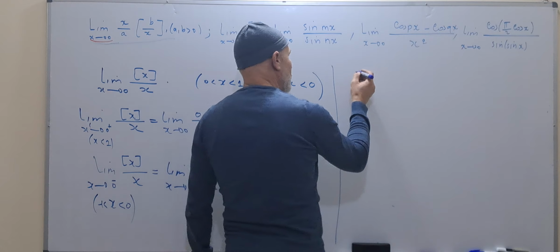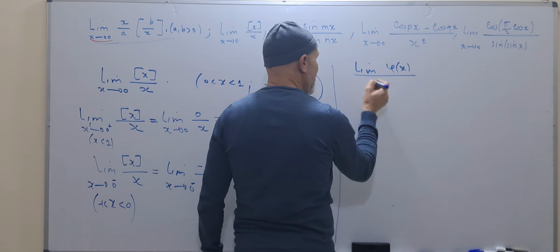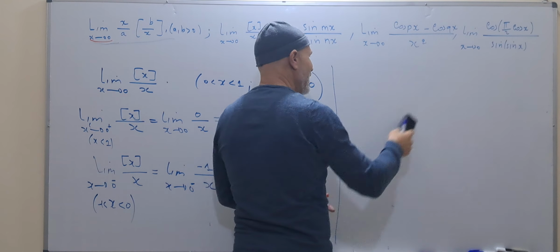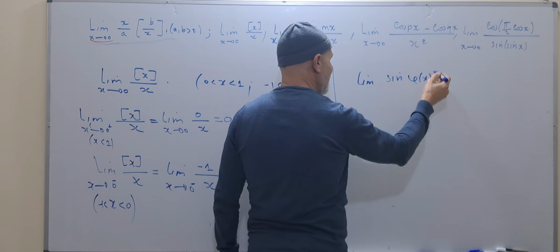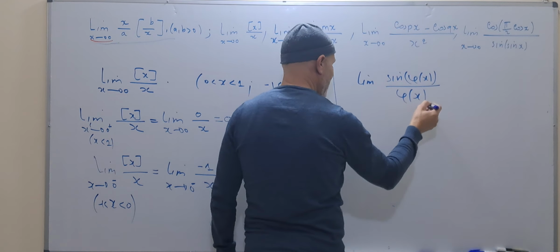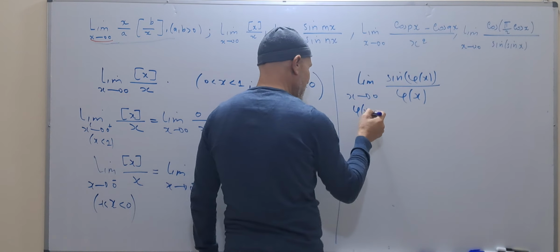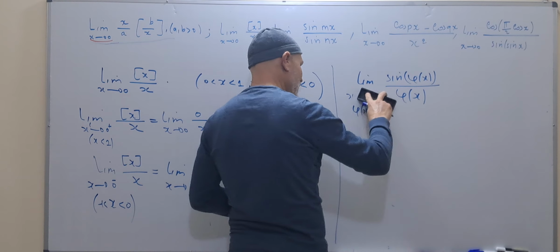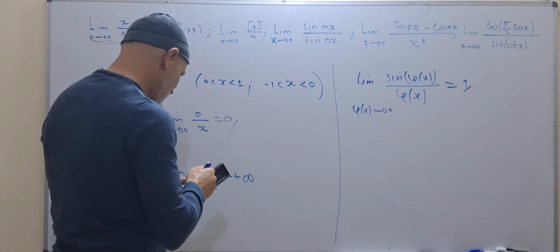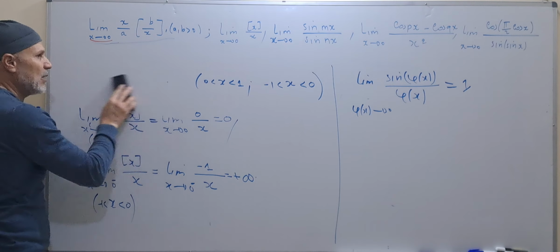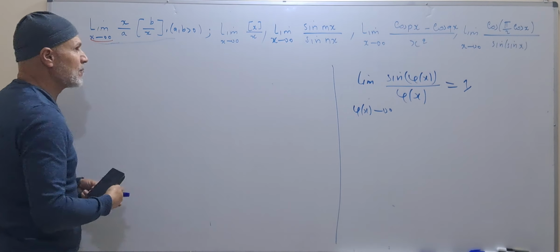We know that the limit of sine phi of x divided by phi of x, when x goes to 0, if phi of x goes to 0, is equal to 1. We will use this formula to carry on this limit.